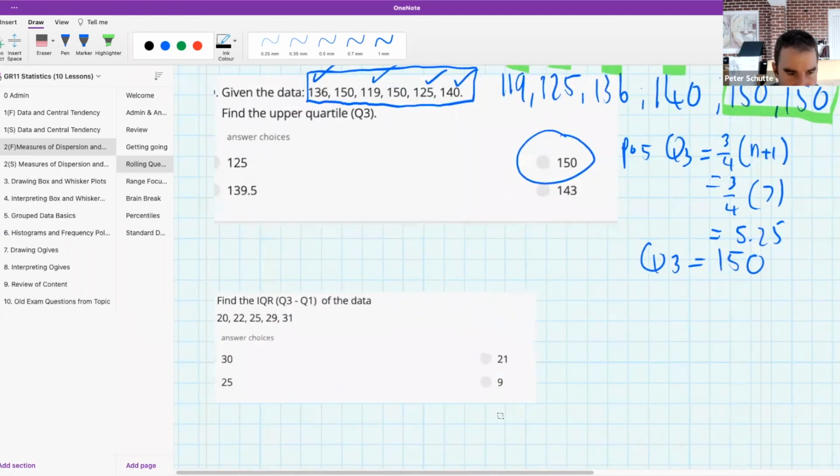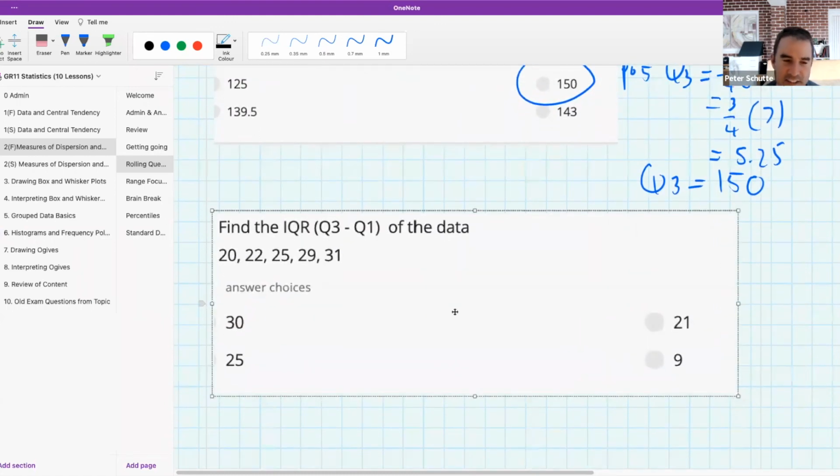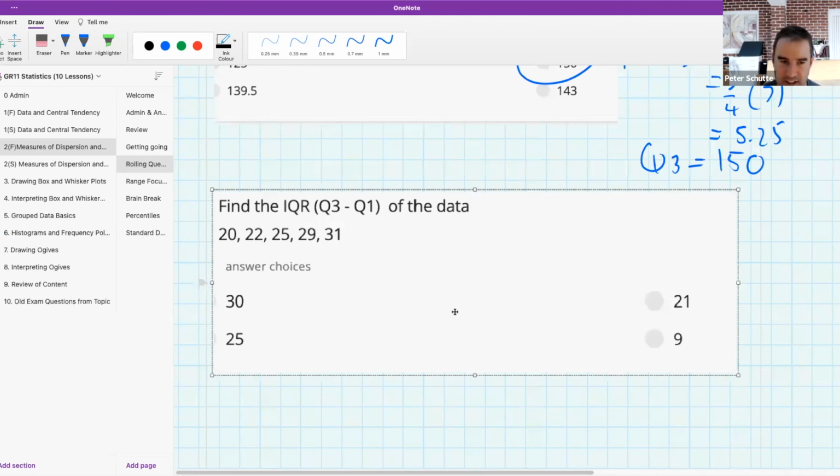Okay, last question of the day. Find me the interquartile range. Now, this is a very small data set, but let's just see what we can get. Find the interquartile range of the data there.